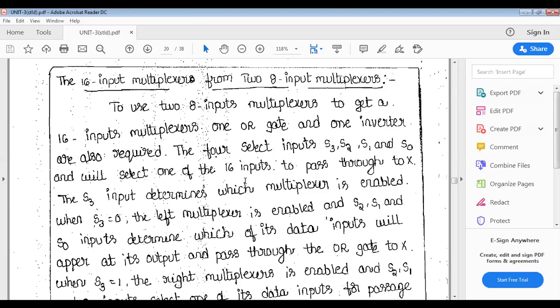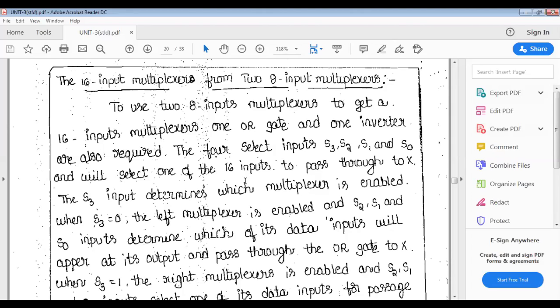And the second 8 by 1 MUX, having again the D0 to D7, 8 inputs. But for designing a 16 input multiplexer, you can start from D0 to D7 for the first 8 by 1 multiplexer, and for the second 8 by 1 multiplexer, you can start from D8 to D15. So totally the 16 inputs is okay.